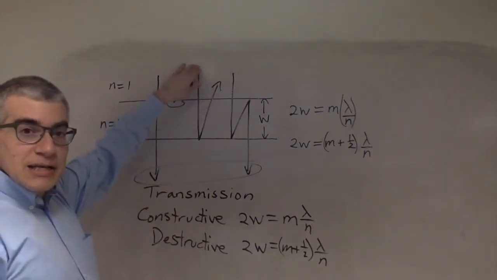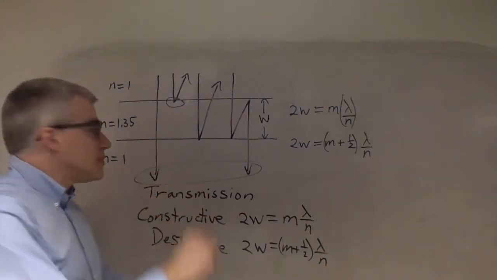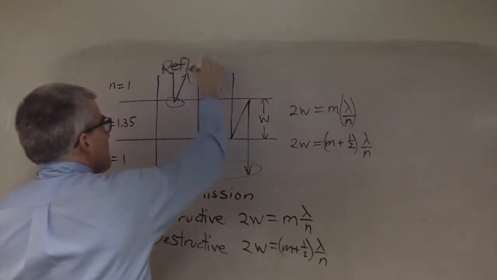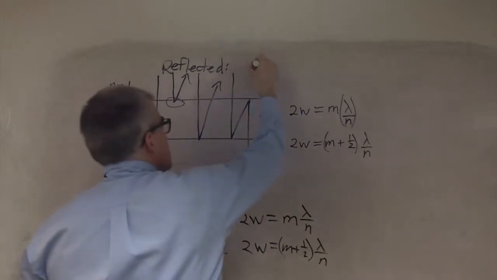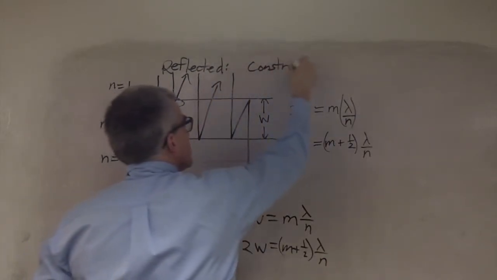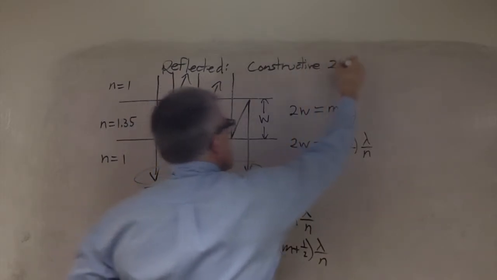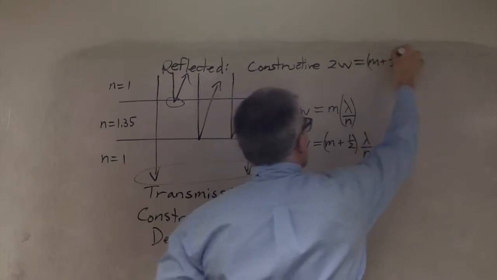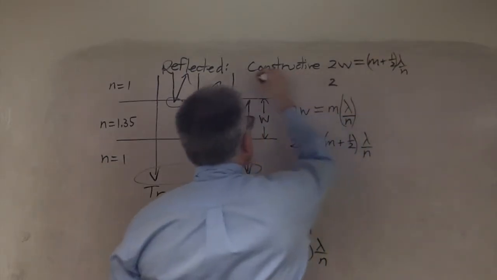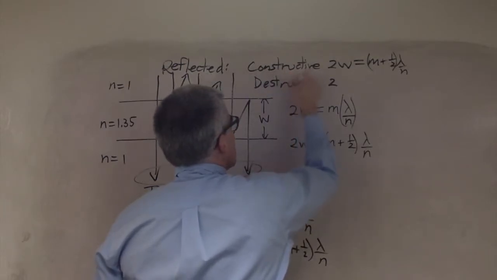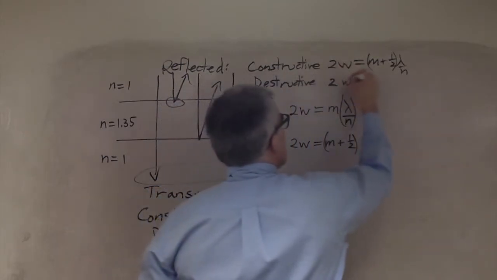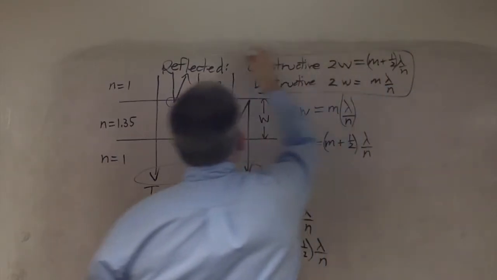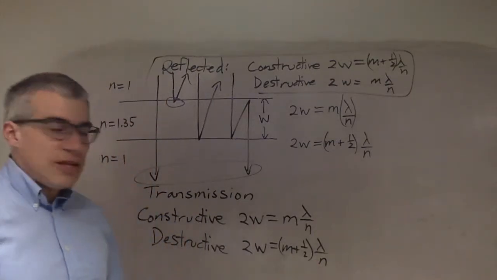The light that reflects has the two conditions swapped. So reflected light is constructive when 2W = (m + 1/2)λ/n, and destructive when 2W = mλ/n. So working that out was the point of examining the phase flips.